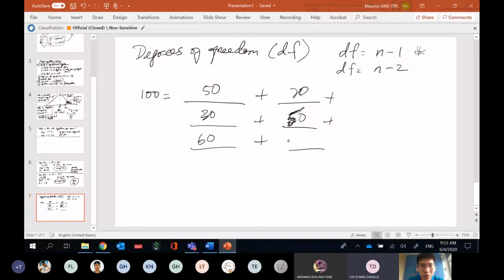Is it minus 110? Correct. Yeah, it's minus 110.